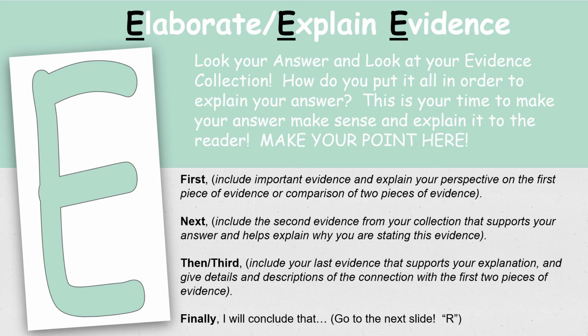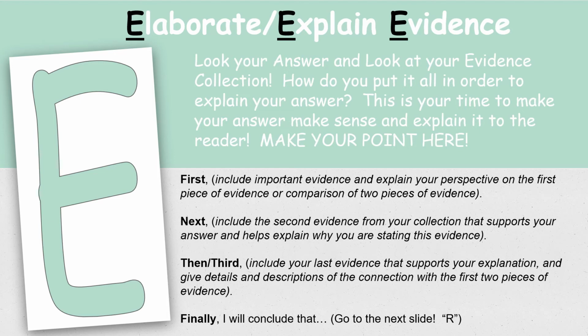E in R.A.C.E.R represents elaborate, explain your evidence. As I just said in the cite the evidence, this is the piece where you are going to explain the evidence that you found. You're going to elaborate. This is an opportunity for you to connect your ideas to what the author said. Look at your answer and look at your evidence collection. How do you put it all in order to explain your answer? This is your time to make your answer make sense and explain it to the reader. This is where you will make your point.